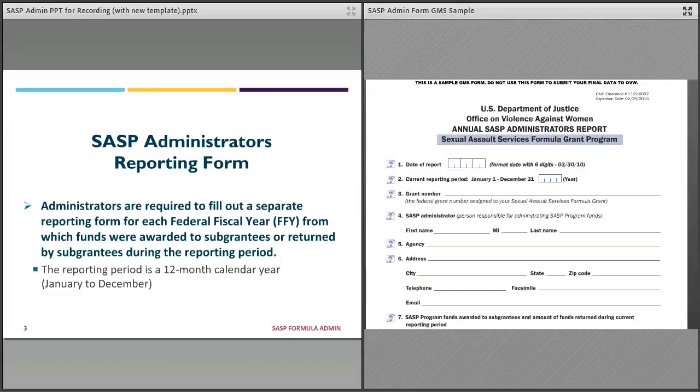For SASP Formula, administrators are required to fill out a separate reporting form for each federal fiscal year, or FFY, from which funds were awarded to subgrantees or returned by subgrantees during the reporting period. If you are a SASP Formula administrator who is also a STOP administrator, you will notice that on the STOP administrator form, you can list funds from more than one FFY. That is a key difference between the STOP Formula form and this SASP Formula form. Note that the reporting period for the SASP Administrator Reporting Form is a 12-month calendar year from January to December.